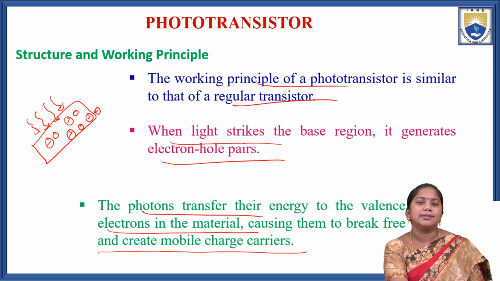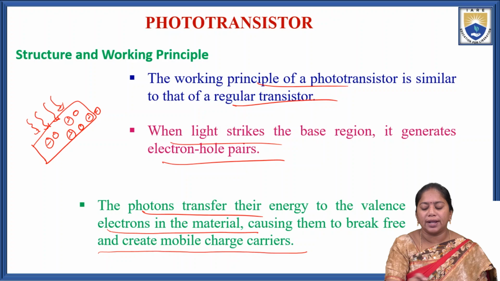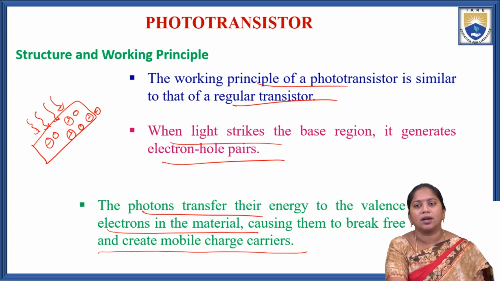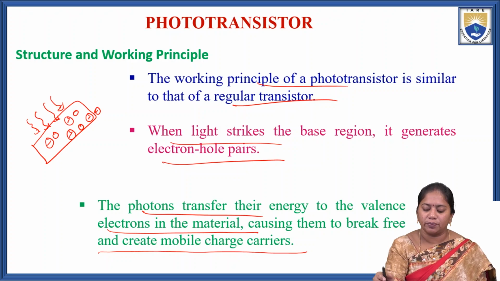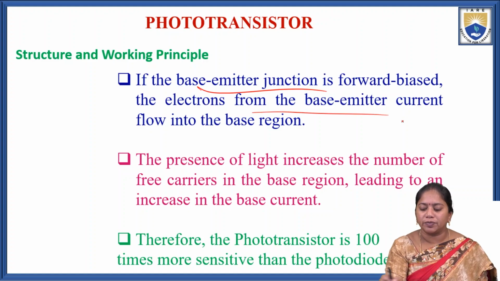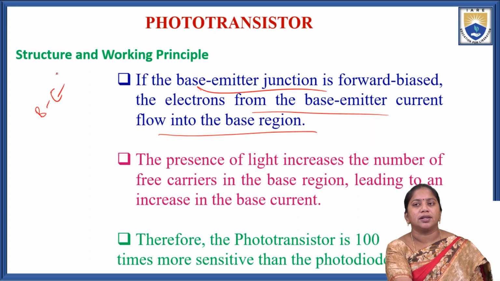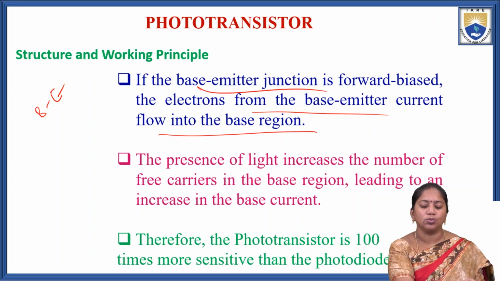So the photon transfers its energy to the valence electron. By absorbing this energy, the electrons make a transition from the valence band to the conduction band. If the base emitter junction is forward biased, then the electrons from the base emitter current flow into the base region.